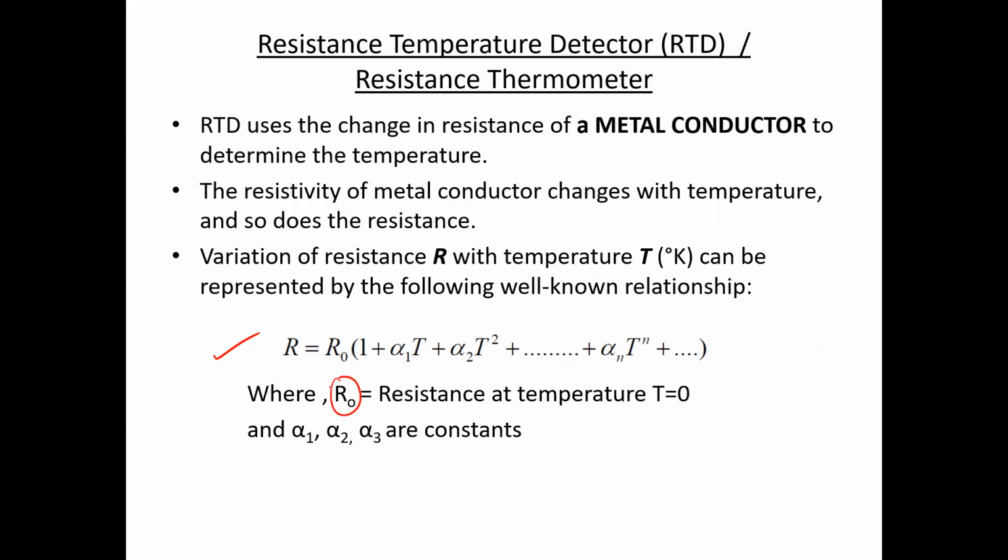Here R0 represents the resistance at 0 kelvins, and alpha 2 and alpha 3 are the coefficients associated with each higher order term, and R is the resistance determined at a particular temperature T. However, as the relationship is nonlinear, to make the calculations easier for a particular temperature range where the relationship can be considered to be linear, a linear approximation is done, or in some cases for higher accuracy, a quadratic approximation is also done.